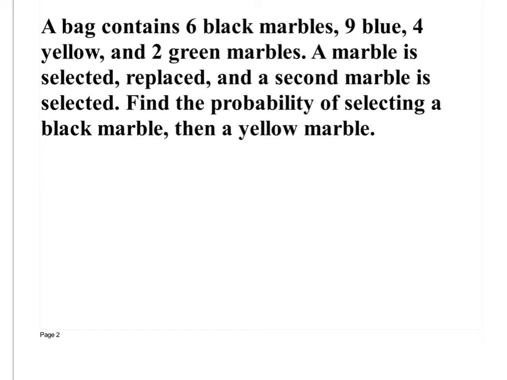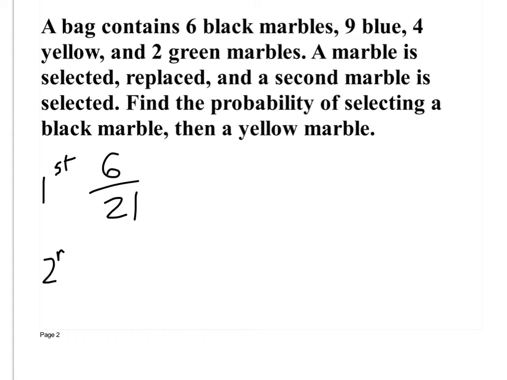Find the probability of selecting a black marble and then a yellow. So what we do is we find the probability of a black one. So how many black are in this bag? 6. How many total marbles are in this bag? 21. Okay, 21. Then we find, so that's the first marble. The odds of finding a black marble are 6 in 21.